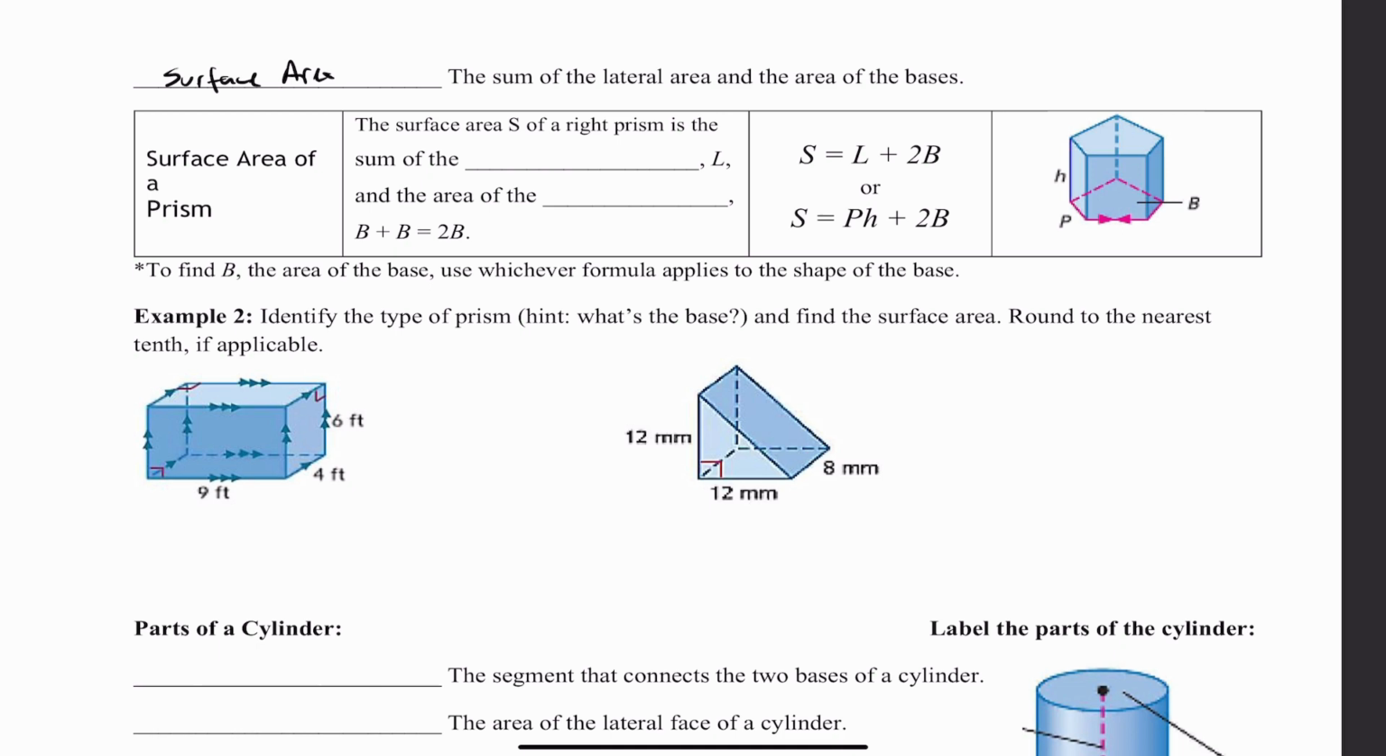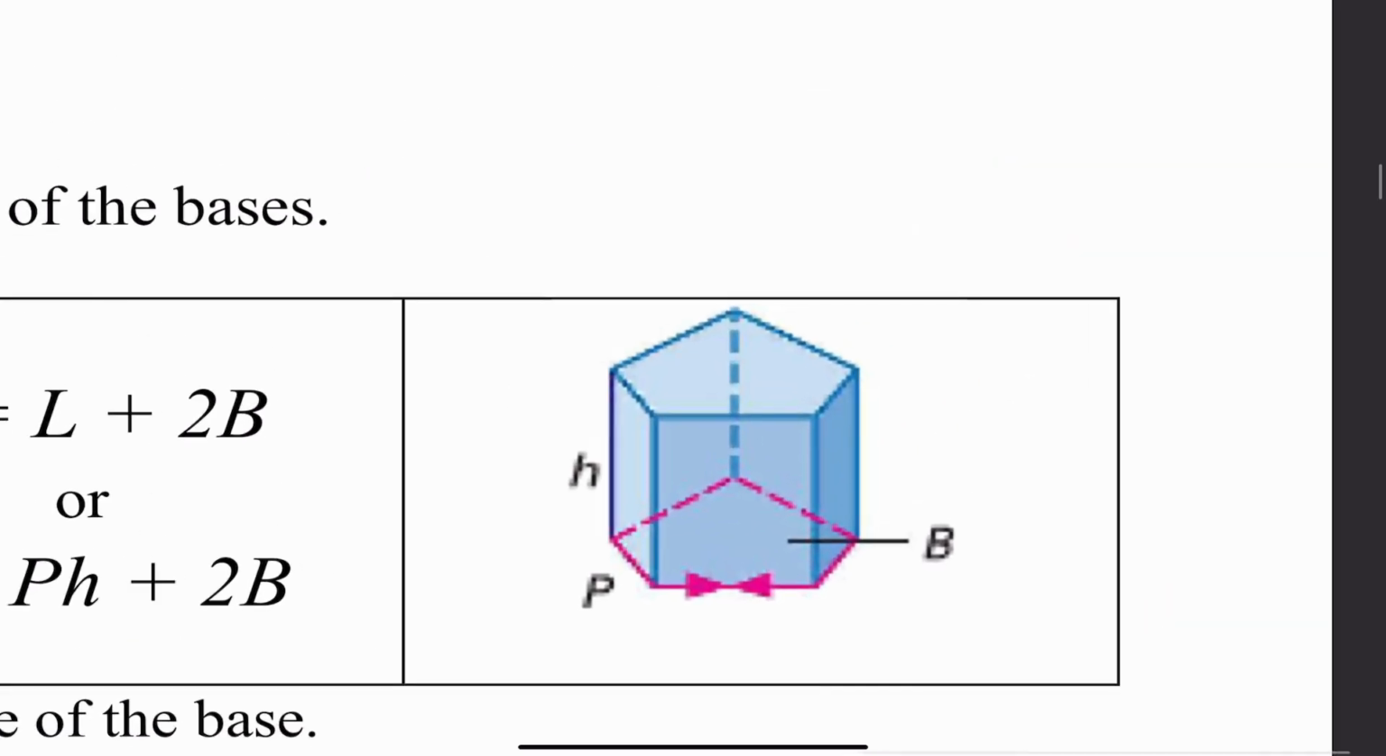Now the next thing I want to go ahead and discuss is something called surface area. Surface area is the sum of the lateral area and the area of the two bases. So suppose that you have a box or a cube and you want to cover it all up. You want to wrap it up as a present. That wrapping paper is essentially the surface area. You are including the lateral faces and also the bases.